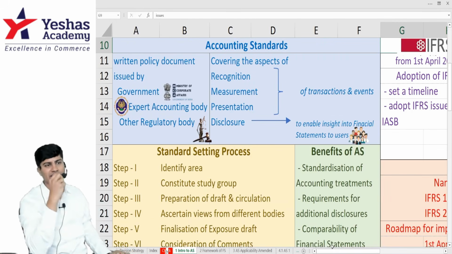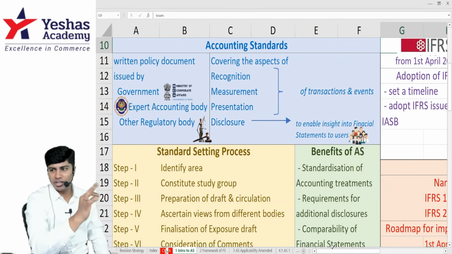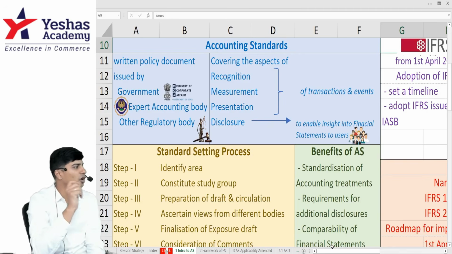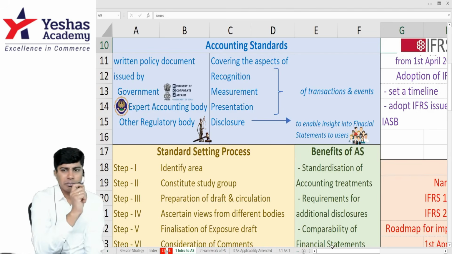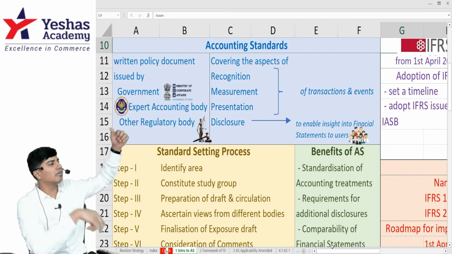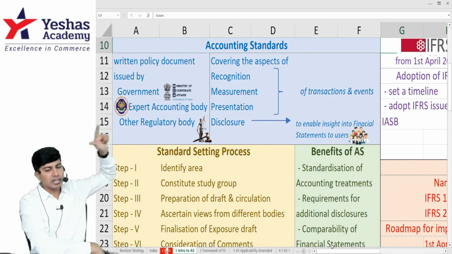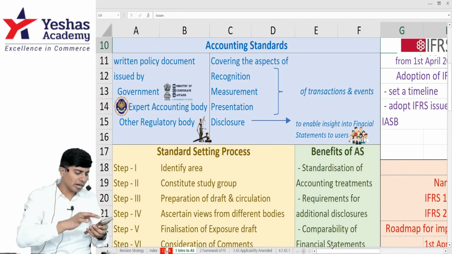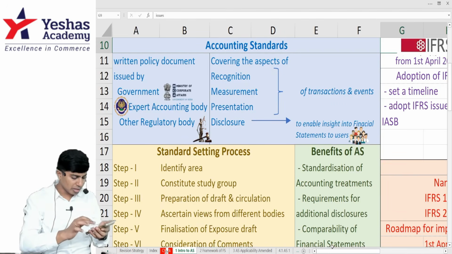Basically, what are accounting standards? This is the definition. You don't have to mug this up for the exam, but you're supposed to know. These are written policy documents which are issued by any of three bodies. Number one, government. Number two, expert accounting body. Number three, the regulatory body. So who are the three that are empowered to issue accounting standards in India? Number one, government. Number two, very good. Number three, when we say the word government, who will issue?